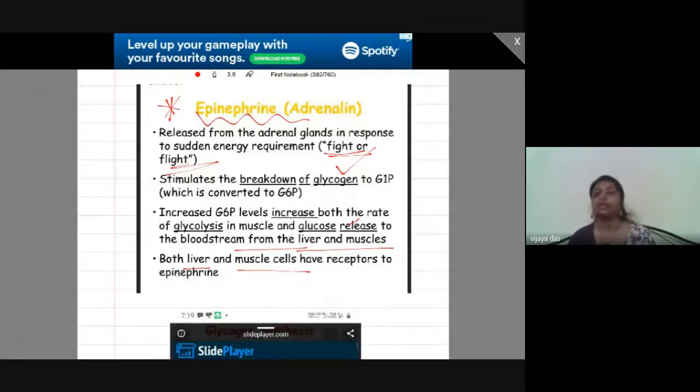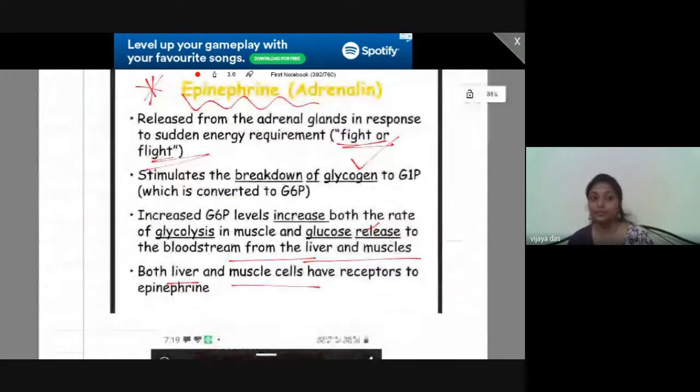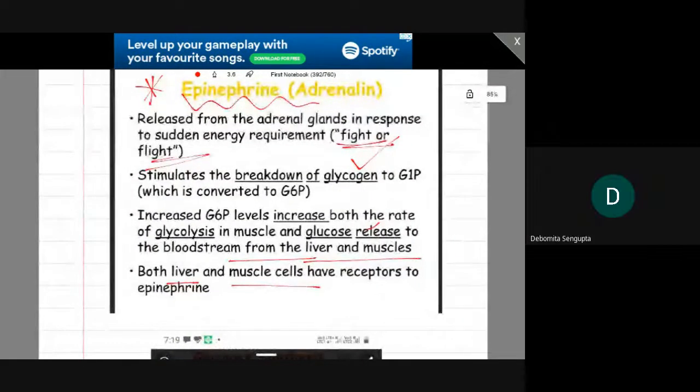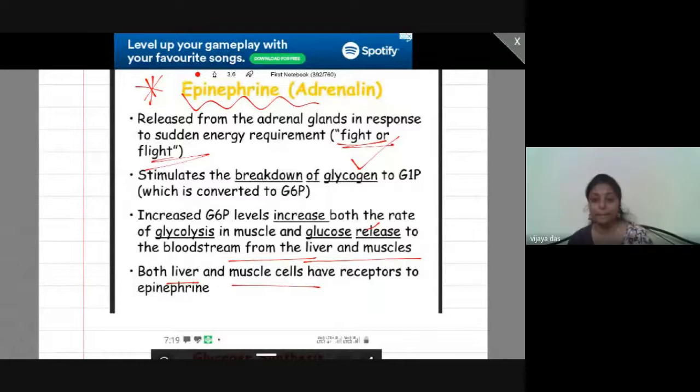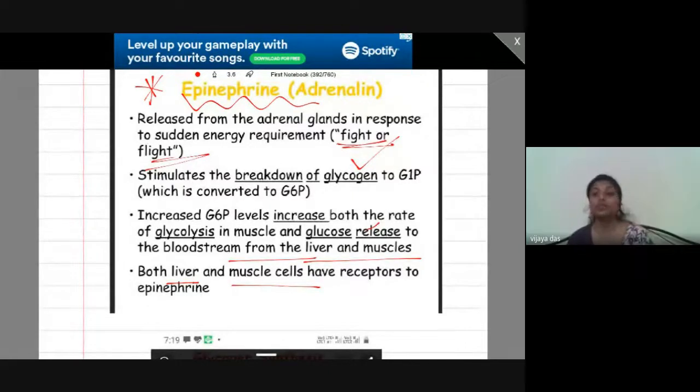क्योंकि देखो ग्लाइकोजन कन्वर्शन कब होगा, ग्लाइकोजन कब बनेगा बताओ, ग्लाइकोजन सिंथेसिस कब हो रहा था? During exercise or during the stage of fasting? When the glucose was evidently present in the blood, yes Swati. When the glucose was present, when the insulin was present actually, right?